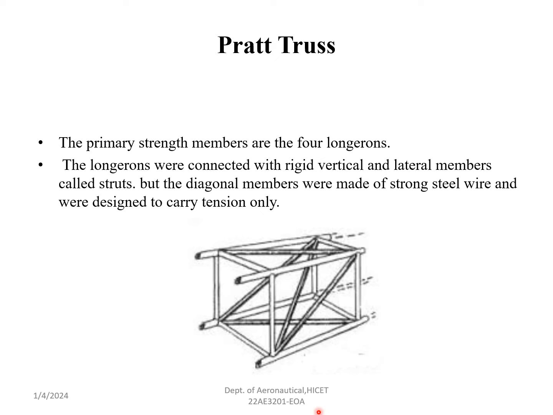Pratt truss. If you see the Pratt truss, these are the longerons. These longerons are the main members of the Pratt truss, that means the strength members. And these longerons are connected by vertical and lateral members called struts. These are all struts. This Pratt truss is capable of carrying tension only.